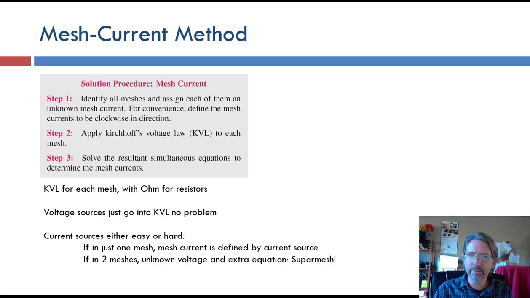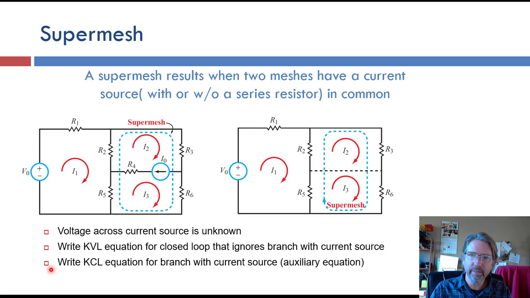Well, hello there. So now we're going to take our mesh current method and extend it into the realm of the supermesh. So we've reviewed these on the last couple of videos, but these are the steps for the mesh current method, and let's see how they work. So the idea of a supermesh is when we have a current source that's between two meshes.